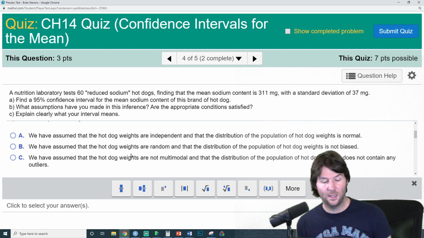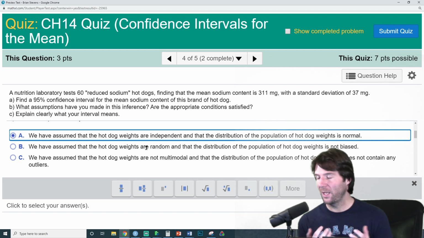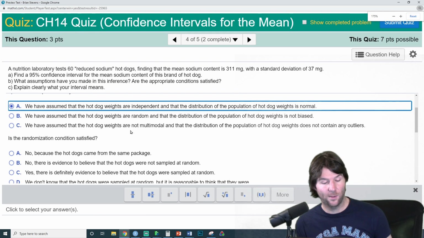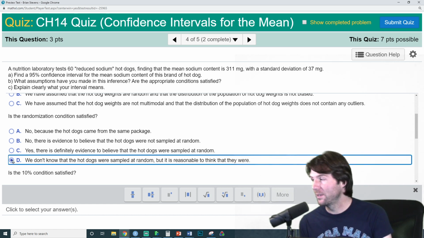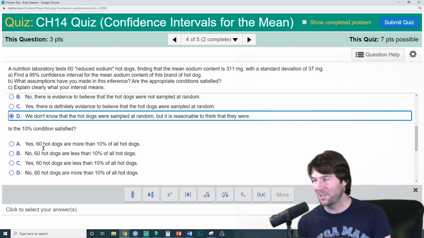We would assume that these are going to be random. Let's see here, right? Normal. There we go. We need to do the random. Random's also independent, random/independent, less than 10% of all hot dogs, and they are normally distributed. So that should be good right there. I'm going to make it a little smaller. Is the randomization condition met? I hate this question. We don't know, but it's reasonable to think. I always get afraid when I answer that one, but I think I always get it right.